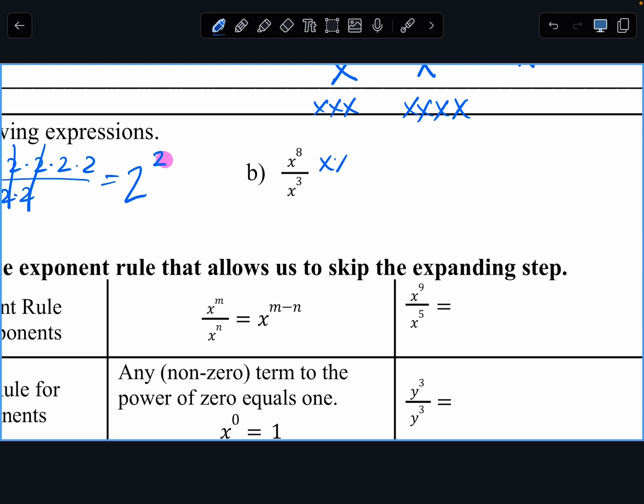So I had 1, 2, 3, 4, 5, 6, 7, 8. 1, 2, 3. Anything over itself is 1. So I'm left with x^8 minus 3, which is x^5. It's just about subtracting the exponents.